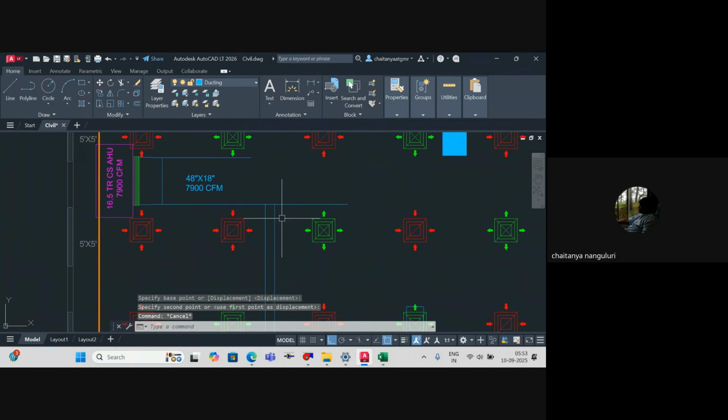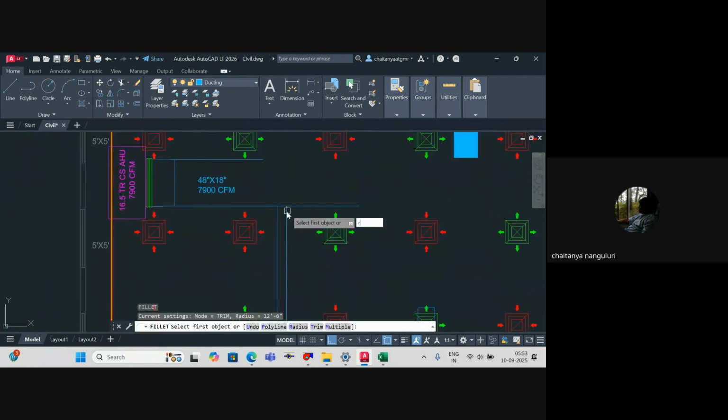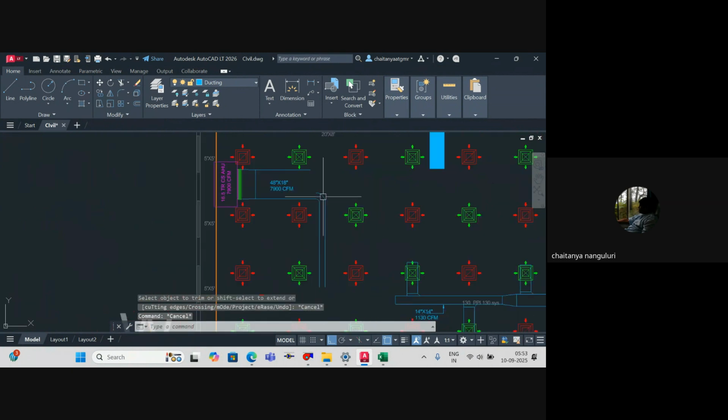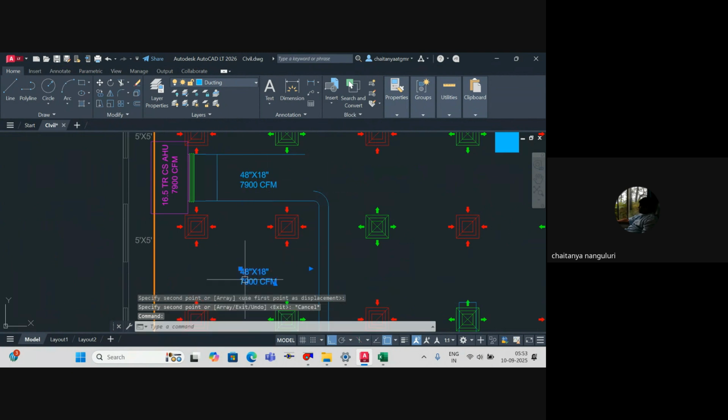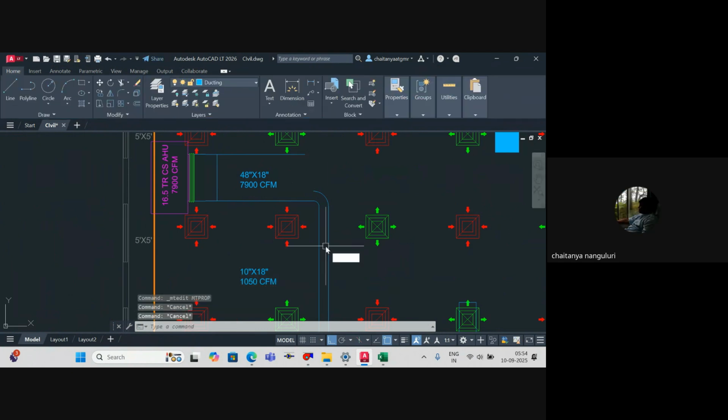Fillet radius. Always remember your internal radius should be 6 inches. Why invalid? Fillet radius. Oh, sorry. This is inches, right? Offset 10 inches. Done. What is that size? This is 10 inches by 18 inches. And this is how much? 1050.